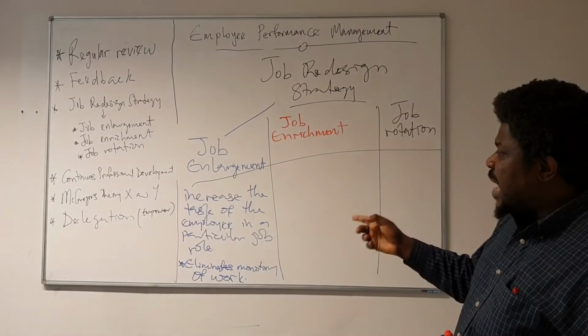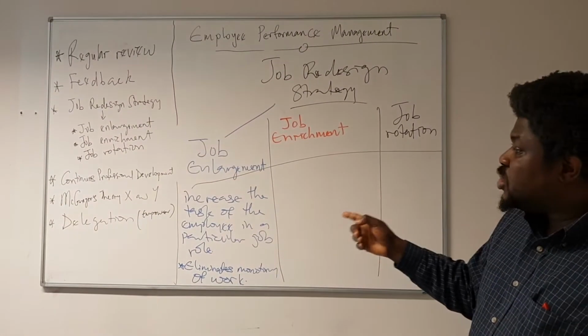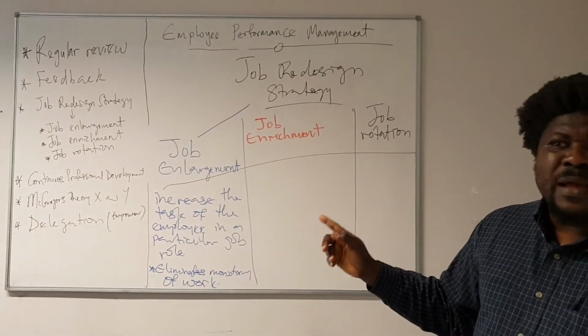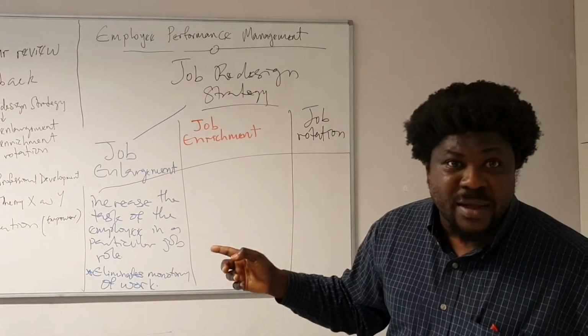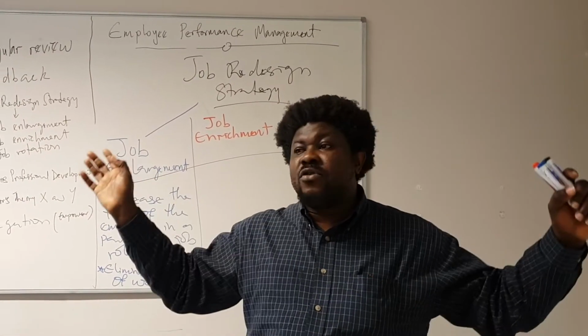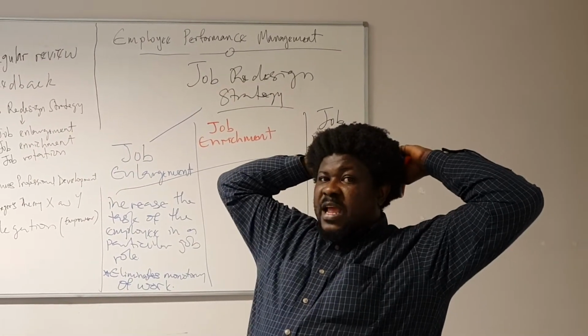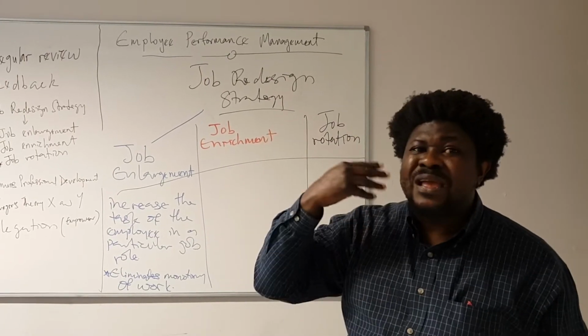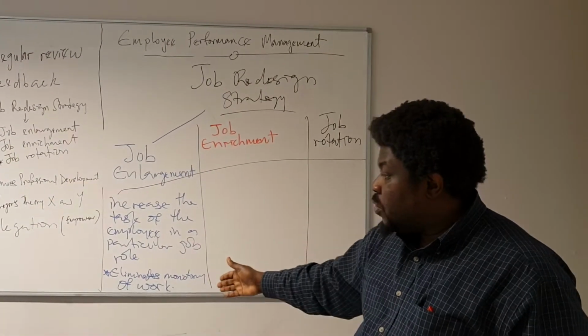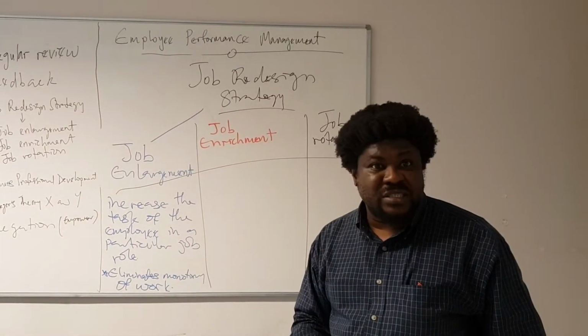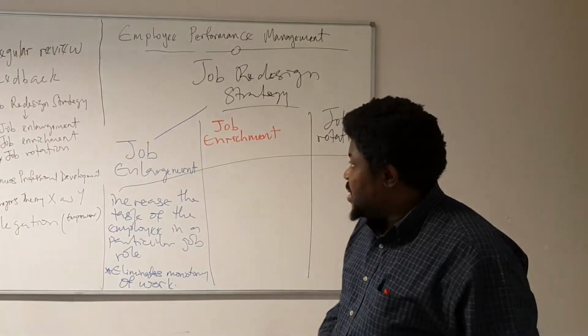So an employee has a particular task that they should do for 6 hours, but the employee is so good in this job that they do it already in 3 hours. So for the next 3 hours, they have nothing to do. They are bored. They are laid back. By the time that you increase the task of that employee in that particular job role, they are going to be working for 6 hours and not 3 hours.